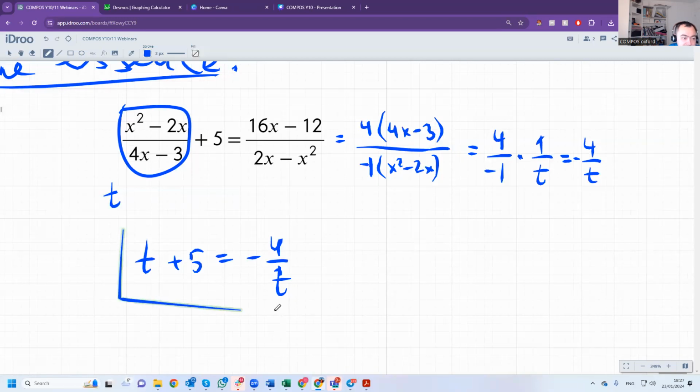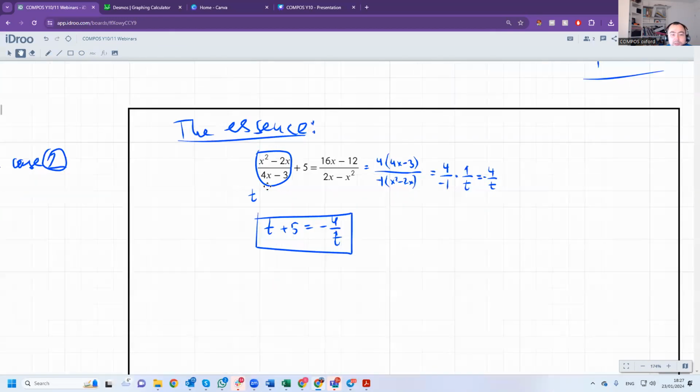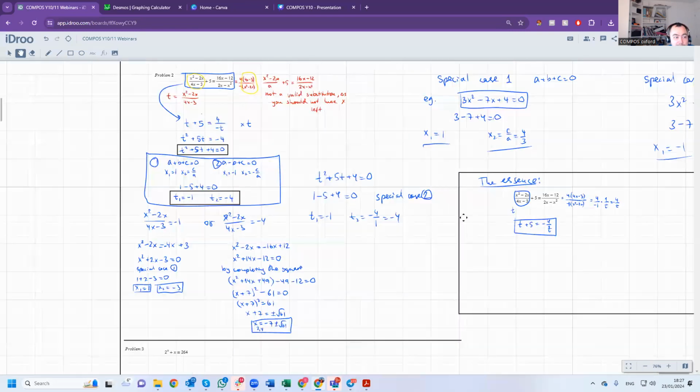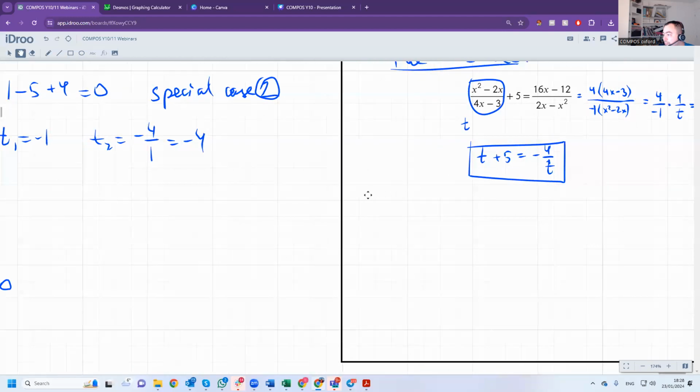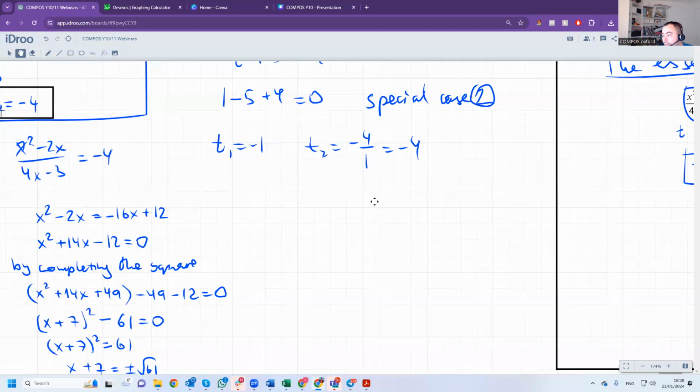And that is the essence of this problem. That's the hardest part of this problem. It's not the hardest in terms of working out, but it's the hardest part in realizing that's what you need to do. Okay.